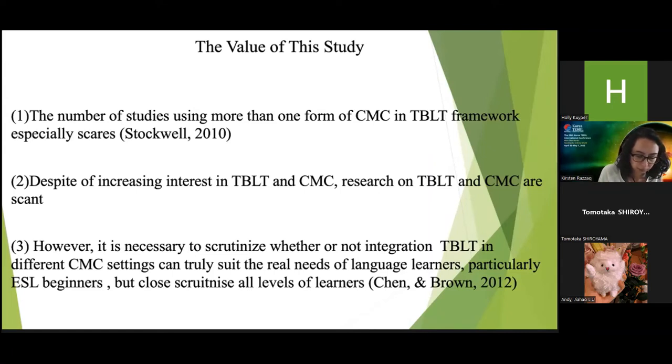Because in Japan, English is really limited to the classroom, so students are not accustomed to using English. So the problem is that students must use English outside the classroom, so real needs of language use are also needed. Then the problem is that ESL beginners are not suited to using computer-mediated communication. So we have to do more research.